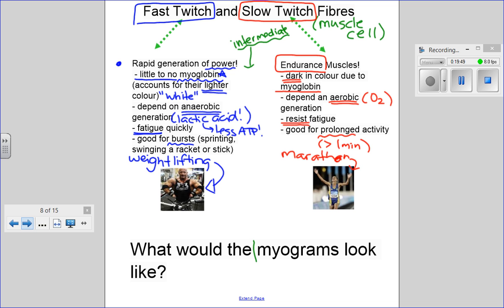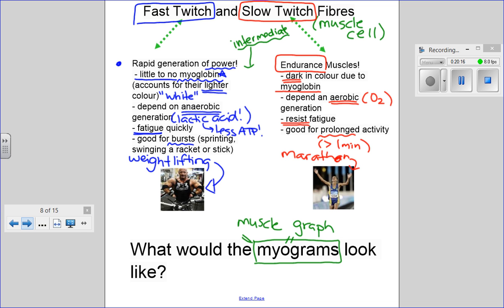Now, the other thing that I'd like to look at is something called a myogram. So let me remind you, myo means muscle, and when I have the word gram, it means that I'm going to look at some sort of graph. So basically, a myogram is a muscle graph, a graph showing me the function of muscles over time.